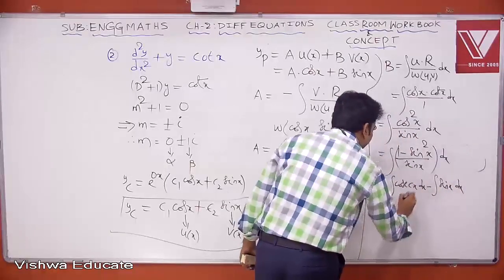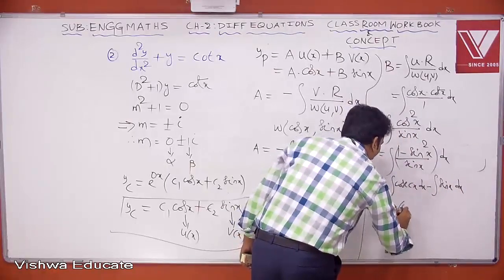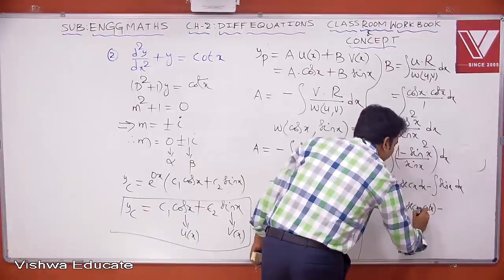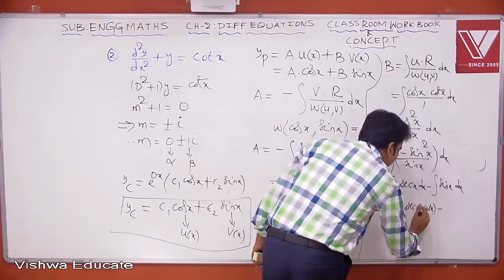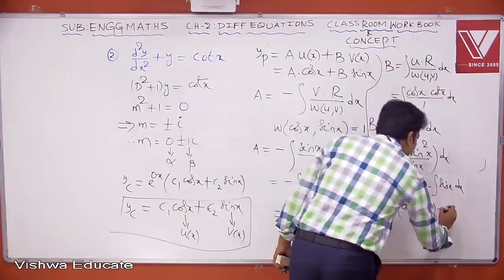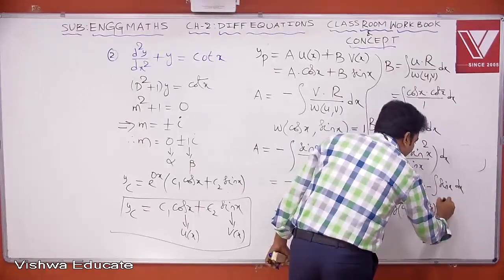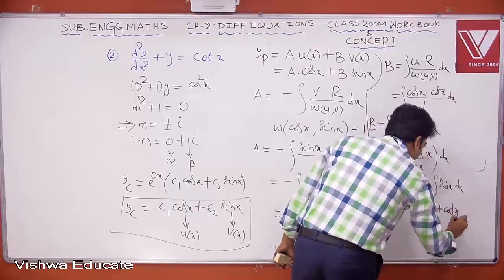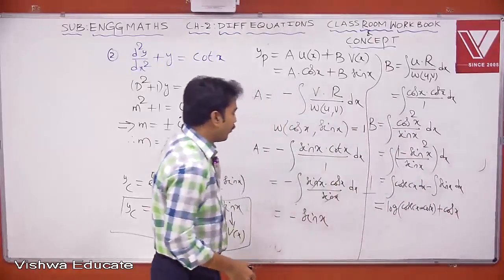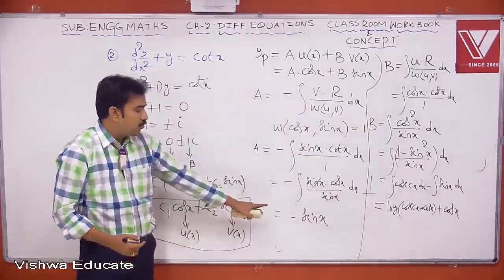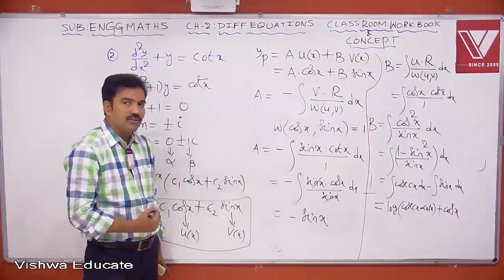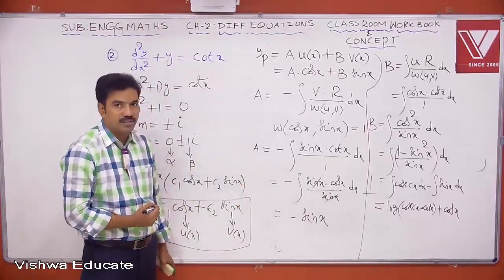Therefore the integral of cosecant x is log of cosecant x minus cot x. The integral of sin x is minus cos x. Already we have a minus symbol, so this is cos x. Therefore this is the value of B. So we got A equal to minus sin x and B equal to the slightly complicated log of cosecant x minus cot x plus cos x.